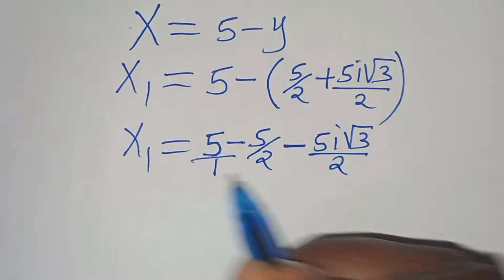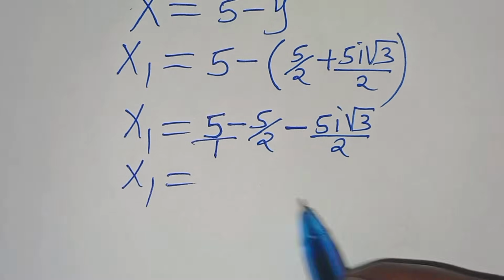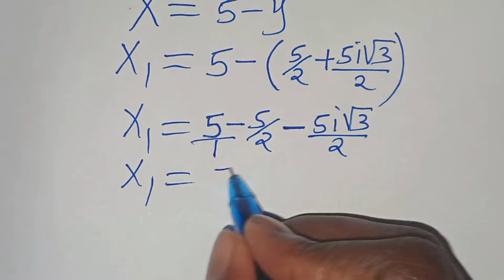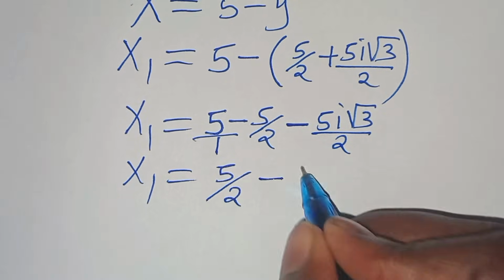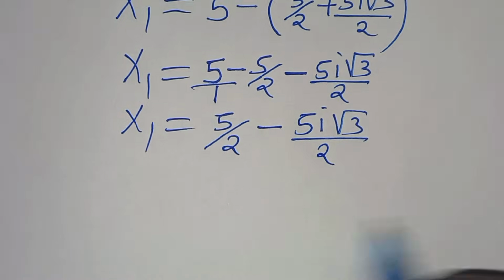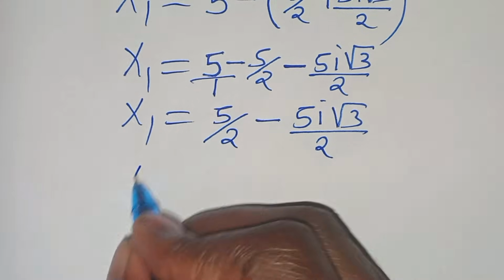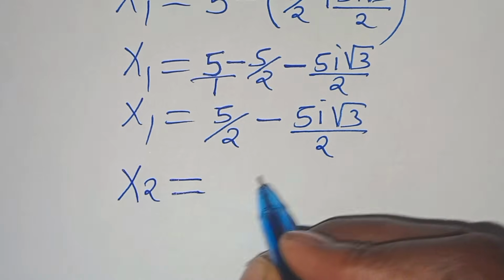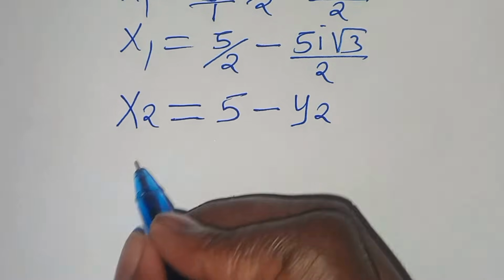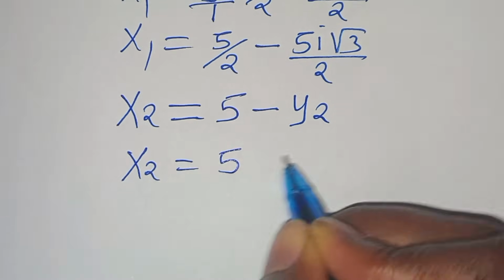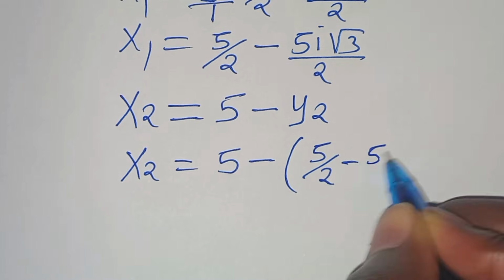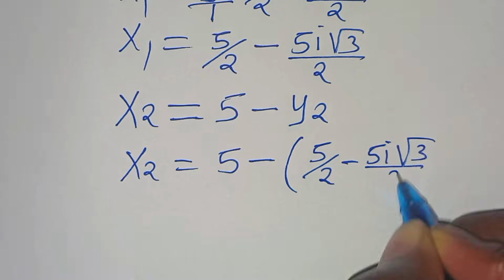So this is over 1 here. So we have x1 is equal to, now LCM is 2. 2 times 5, this is 10. 10 minus 5, this is 5 over 2. Subtract 5i square root of 3 over 2. So this is x1. We can solve for x2, which is equal to 5 minus y2. So we have x2 is equal to 5 minus y2. y2 is 5 over 2 minus 5i square root of 3 over 2.